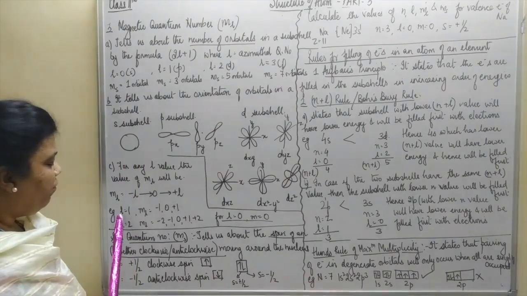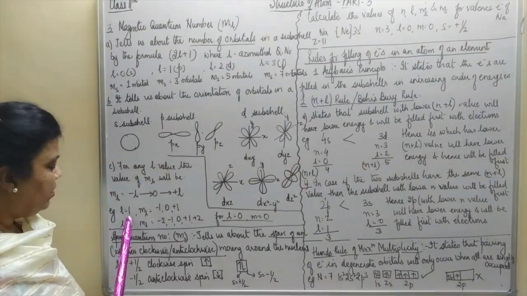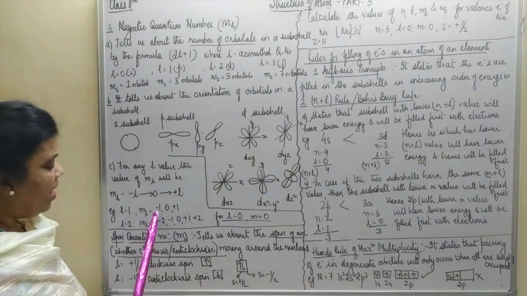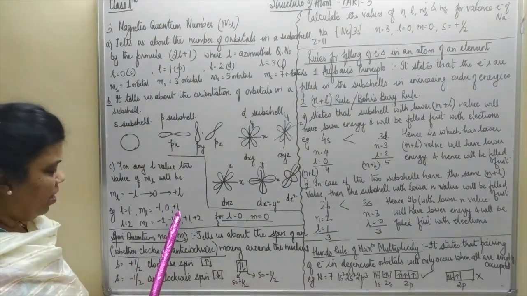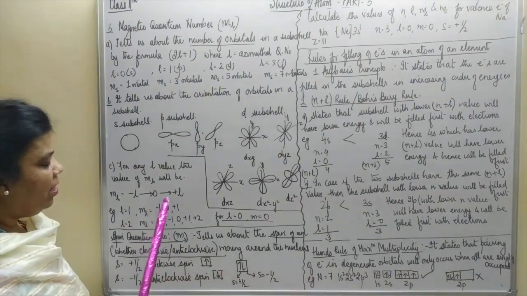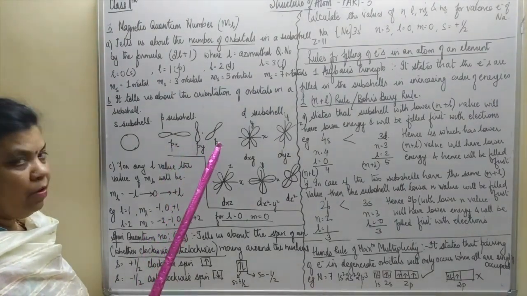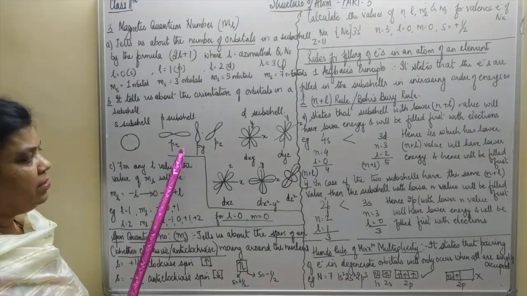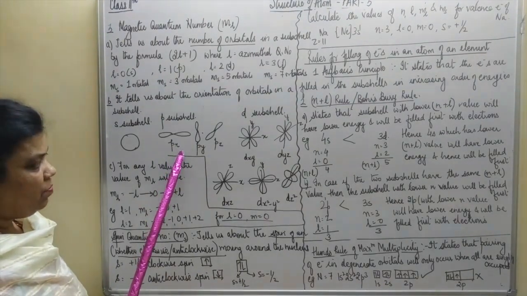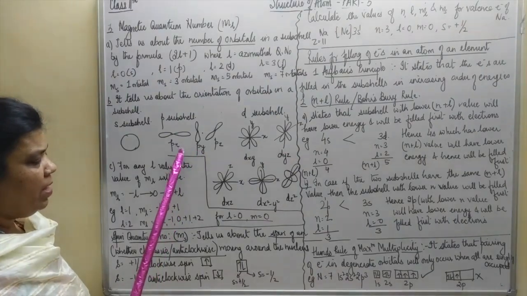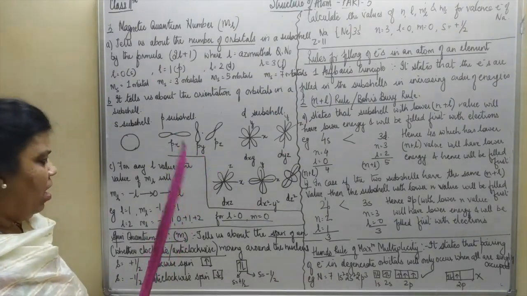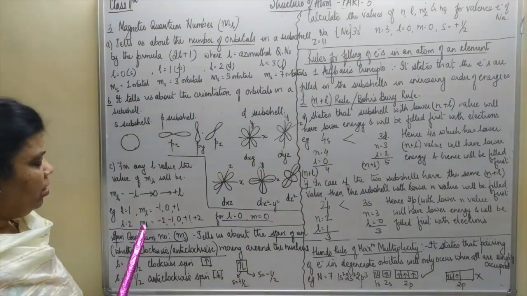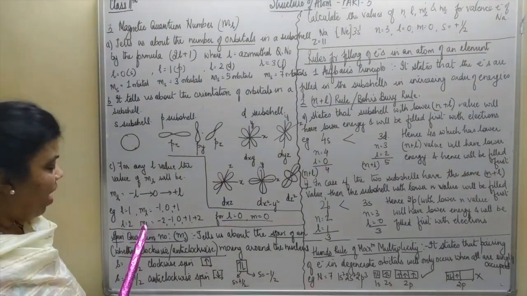If you talk of L equals 1, that is the P subshell, then the values of the magnetic quantum number will be minus 1, 0 and plus 1. These three values indicate the three different orientations of the three orbitals belonging to the P subshell, that is Px, Py and Pz. In the same manner, if you take L equals 2, there will be 5 possible m values.